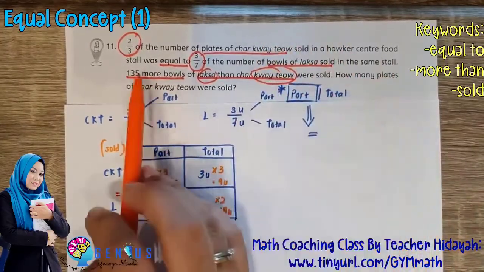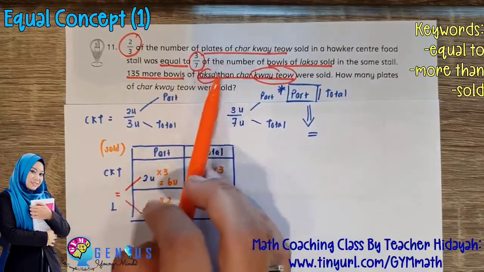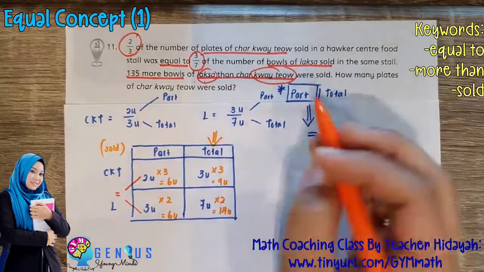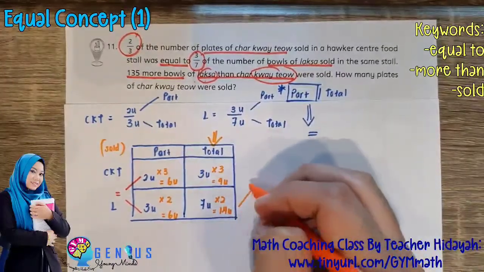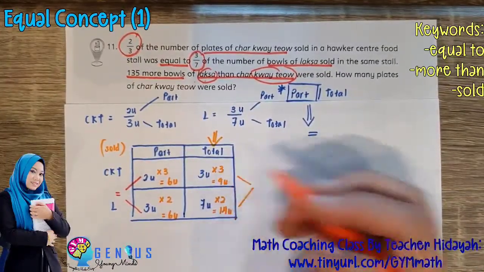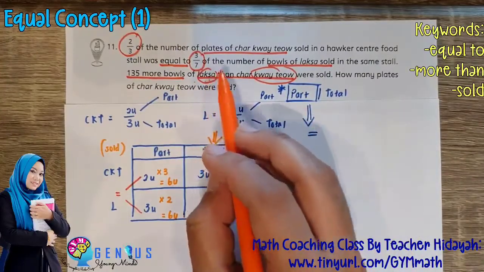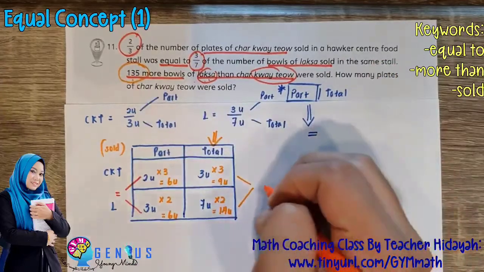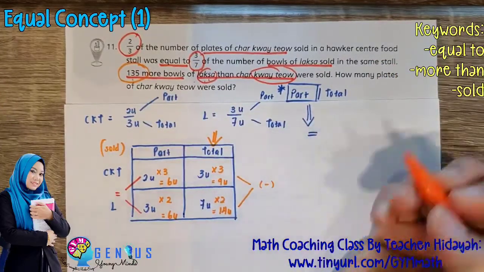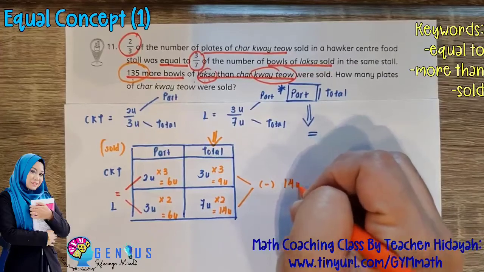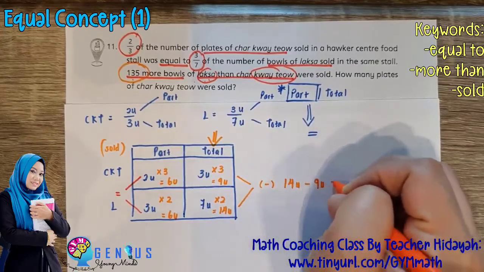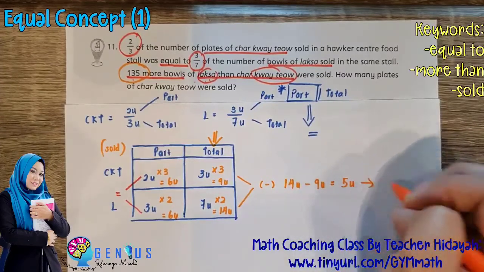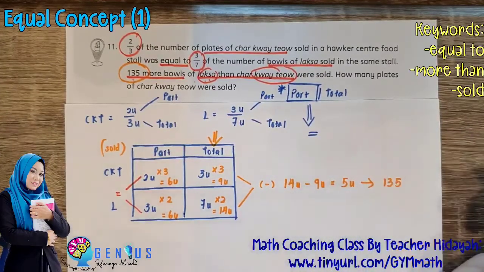If you go back to the question, we are comparing the total number of laksa and char kway teow. So we look at the total number of laksa and char kway teow. The laksa is more than the char kway teow. How many more? 135 more. So which means you have to minus them. We take 14 units minus 9 units equals 5 units. And this 5 units is actually 135.